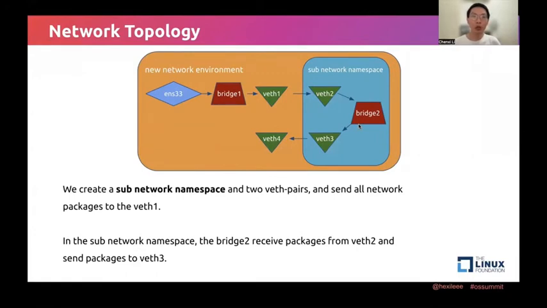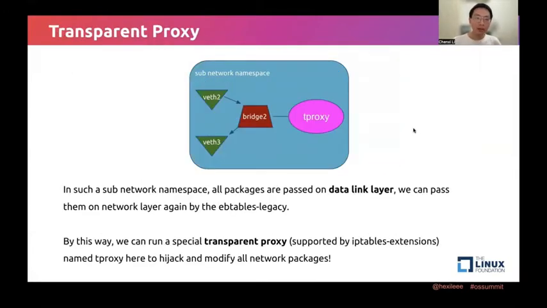Now let's focus on the new network environment. We create a sub network namespace and two veth pairs and send all network packages to veth1. In the sub network namespace, bridge2 receives packages from veth2 and sends packages to veth3. In such a sub network namespace, all packages are passed on the data link layer. We can pass them on the network layer again by the ebtables legacy. After that, we can run a special transparent proxy, which is supported by the iptables extension named tproxy, to hijack and modify all network packages.